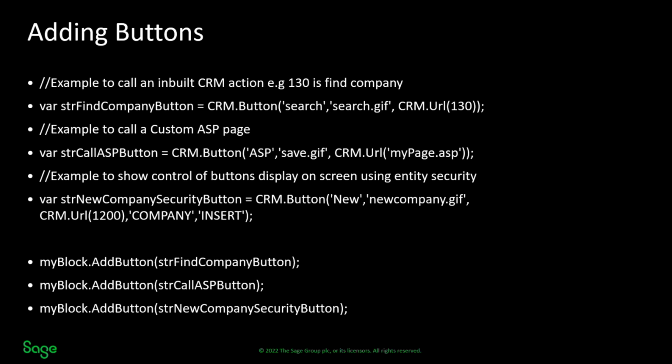You'll notice we've got a line here which shows the declaration of a variable called string new company security button. And this gives the example as the fourth and fifth parameter where it says company and insert. This means that you would only be able to see this button if the user had insert rights on the company entity. So the button would only appear if the user had the correct rights, and that's used to really control the HTML that is generated, so that the button would not appear at all.